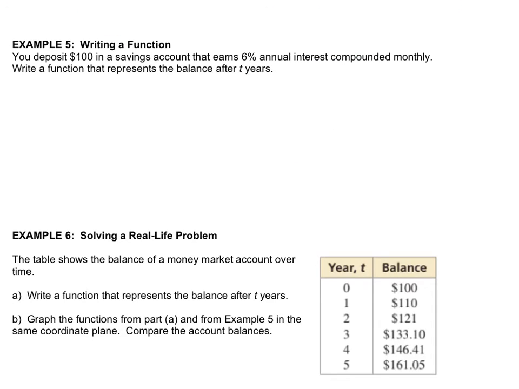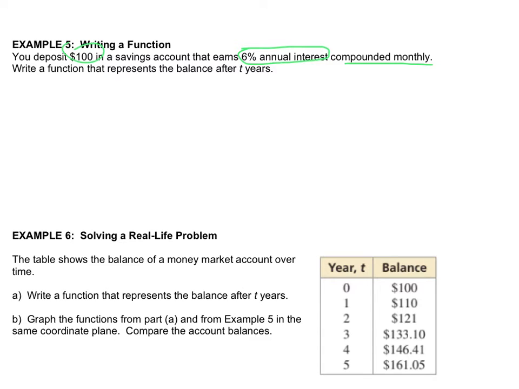So we are looking at a deposit of 100 in a savings account that is earning 6% interest compounded monthly. Here are some of the things we want to really be noticing: 6% annual interest compounded monthly, right? And we're starting with 100. We want to write a function that represents the balance after T years.